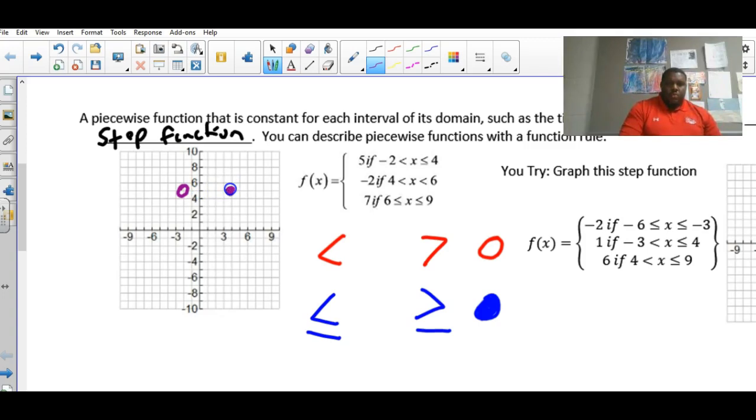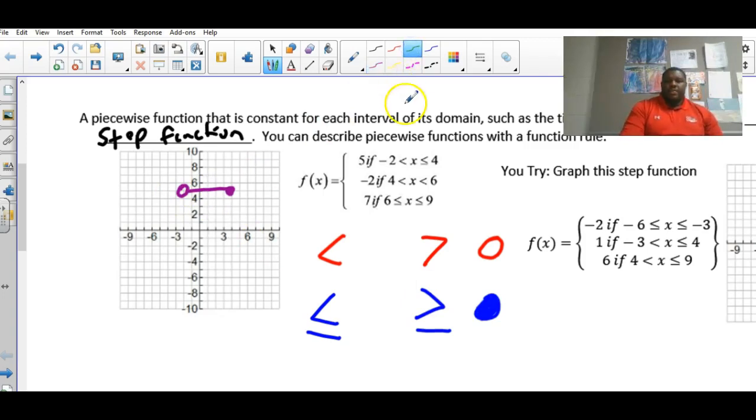Again, the reason being, -2 is just a less than; -2 is less than x. There's no equal to, so it's an open circle. But at 4, 4 is greater than or equal to x. There's an equal to, that line underneath, which means closed circle. We're going to connect those points.